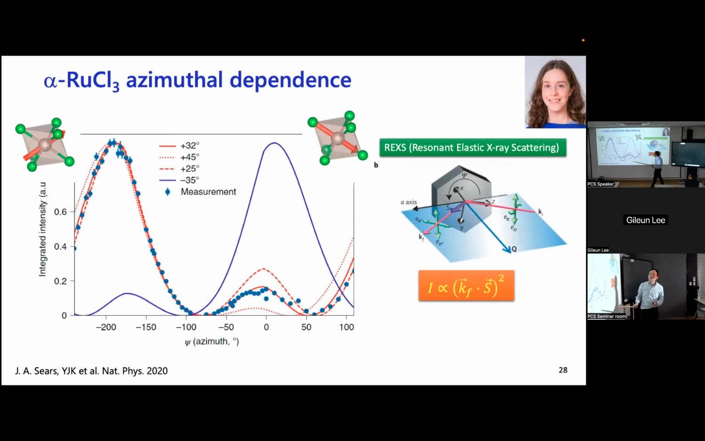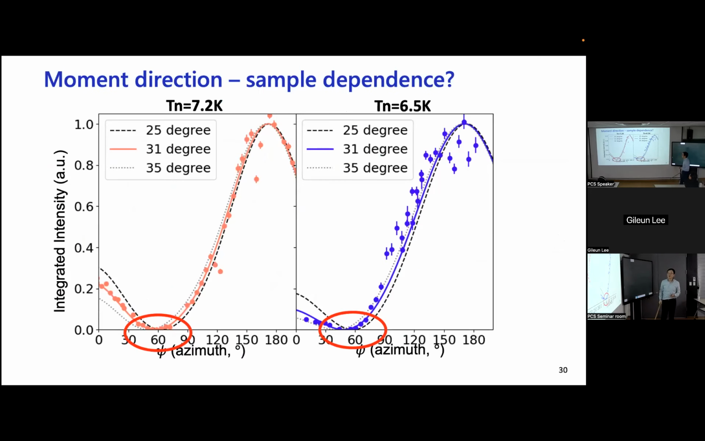So the conclusion here is that it's a ferromagnetic Kitaev interaction, and then an antiferromagnetic gamma interaction is required, which is relatively large. So what we have done is we revisited this measurement, and the reason for that is actually going to be clear in a few moments.